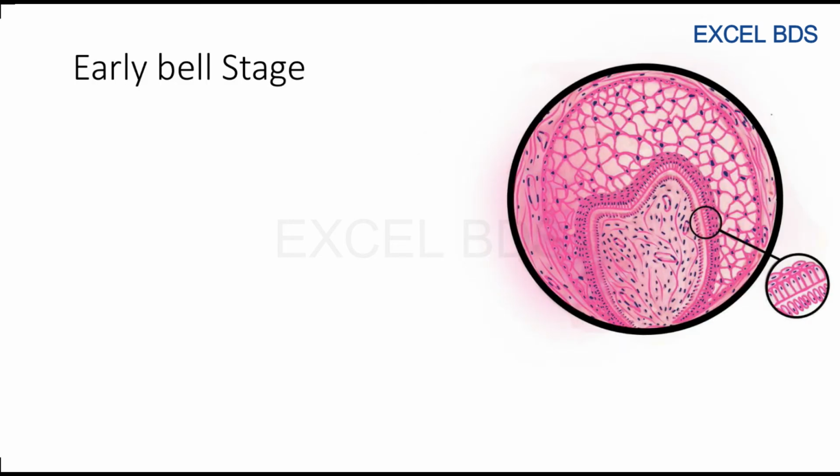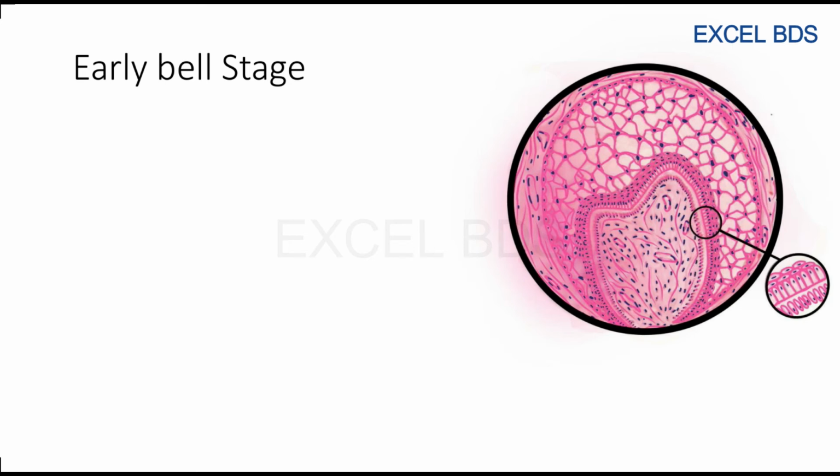So this Bell stage is divided into two types. Now the cells are going on proliferating. The cells don't stop. So what is happening? This enamel organ assumes a bell shape, right? It looks like a bell, so it is known as Bell stage.